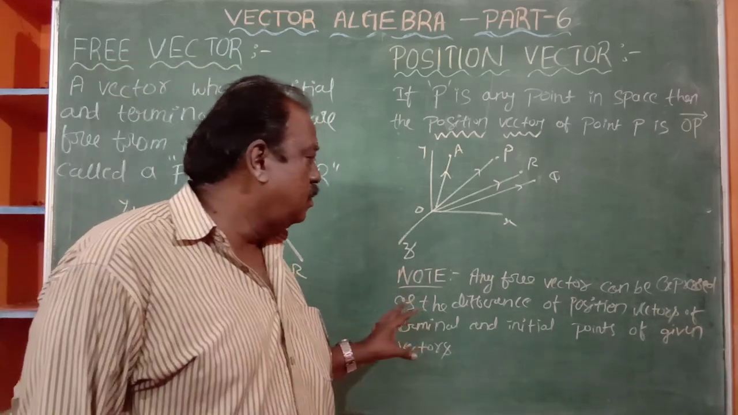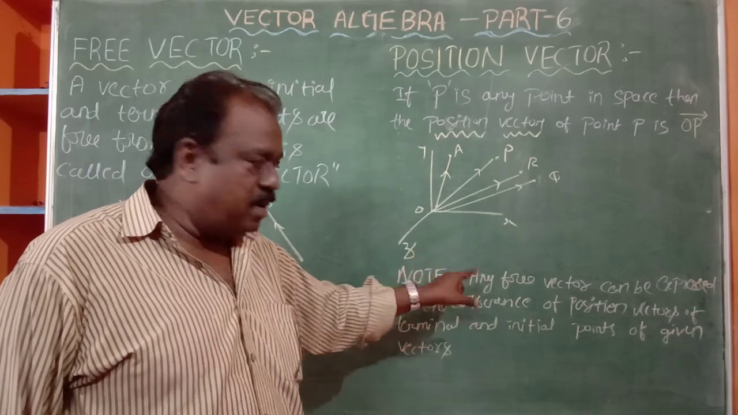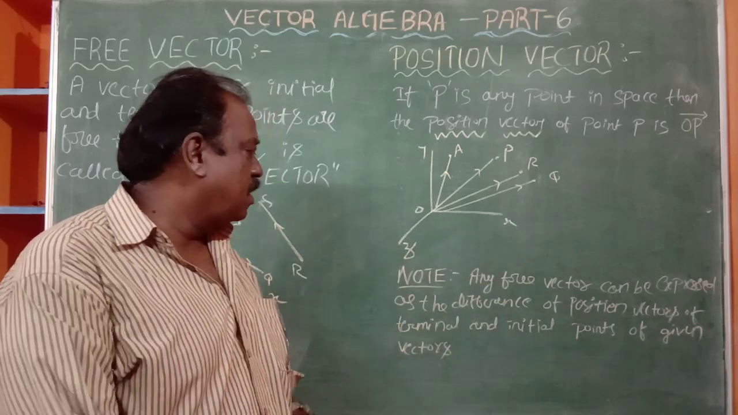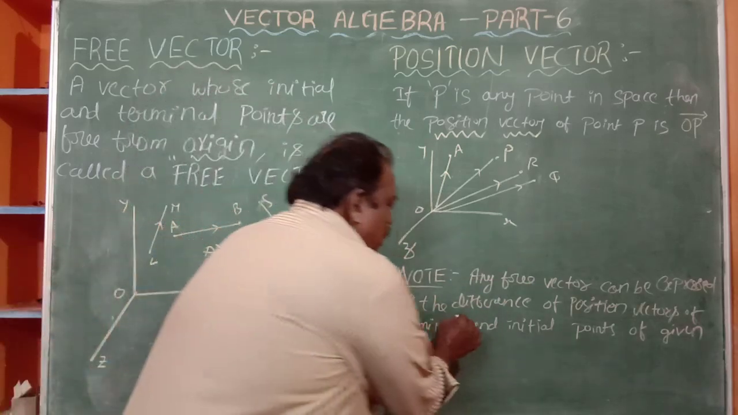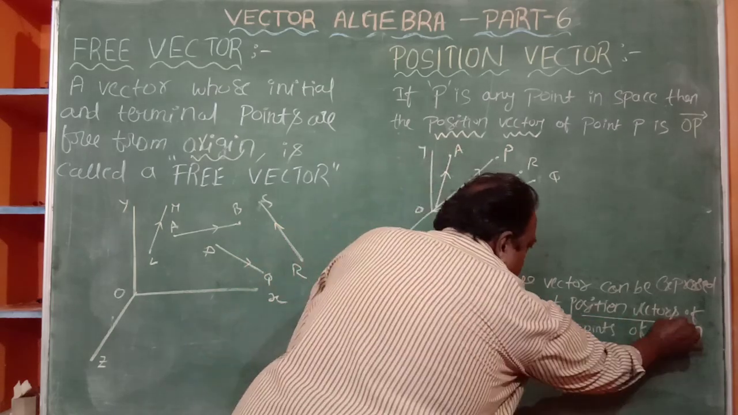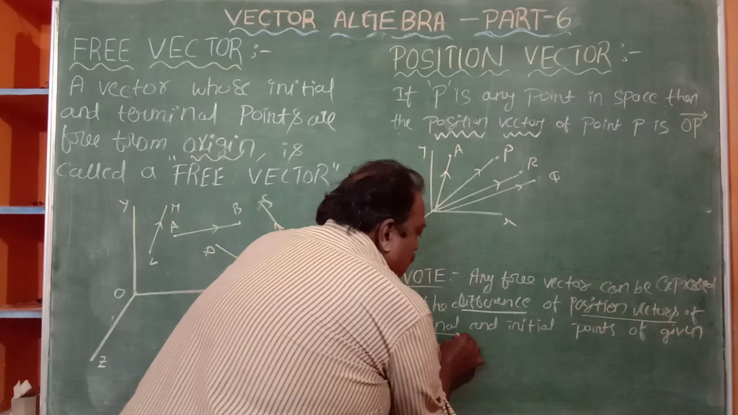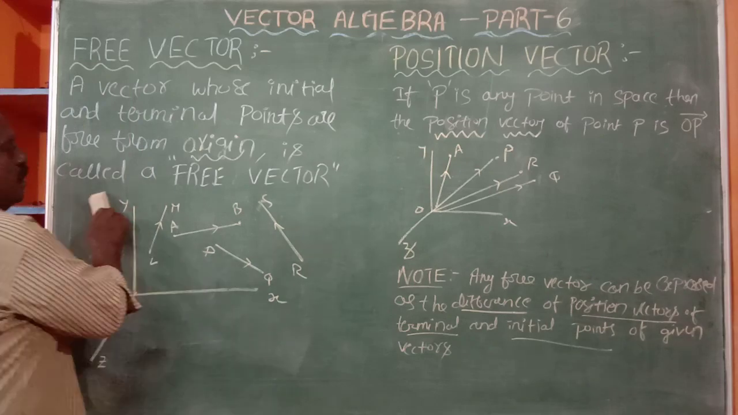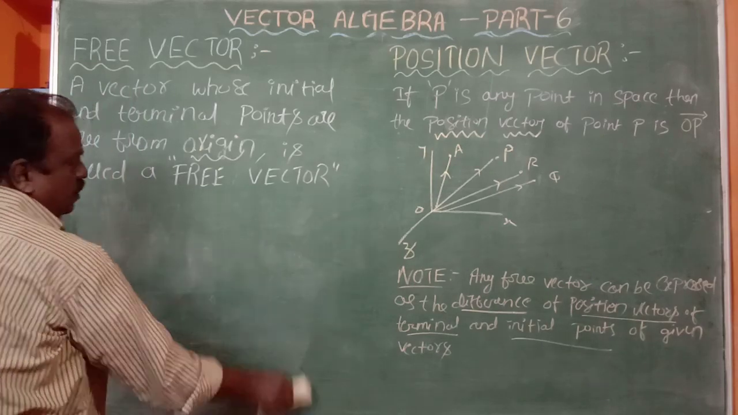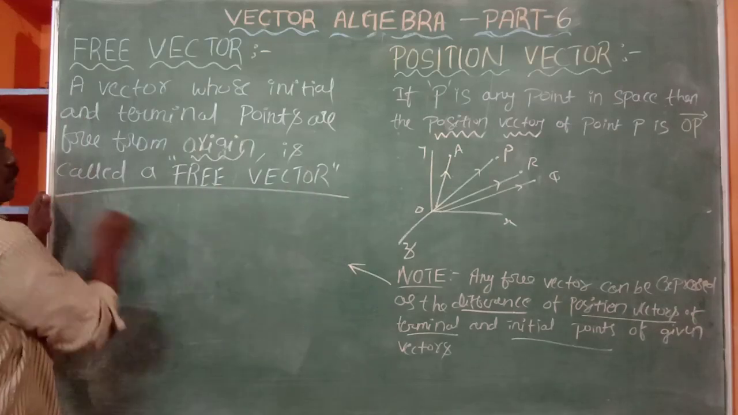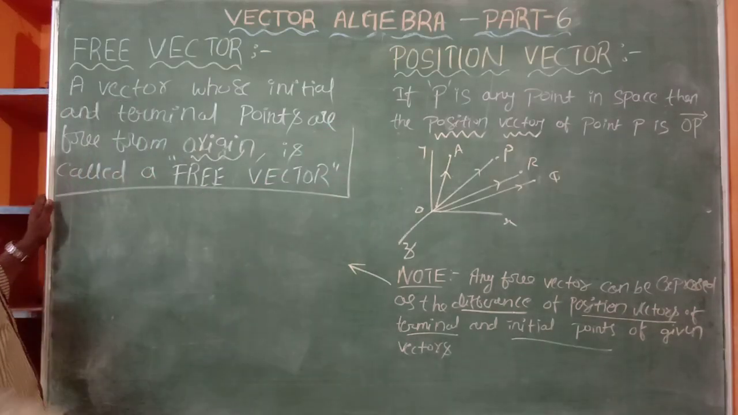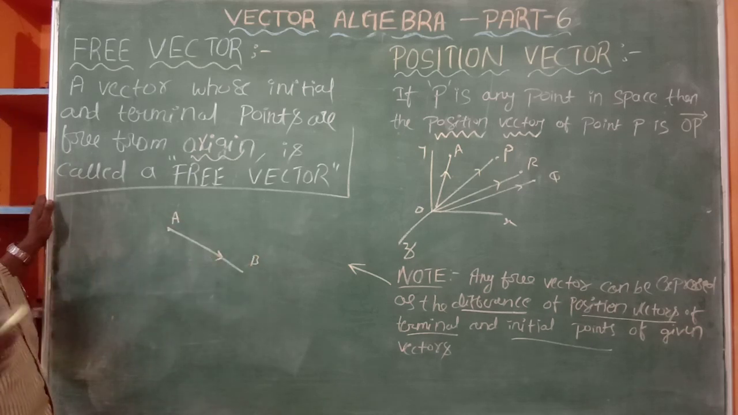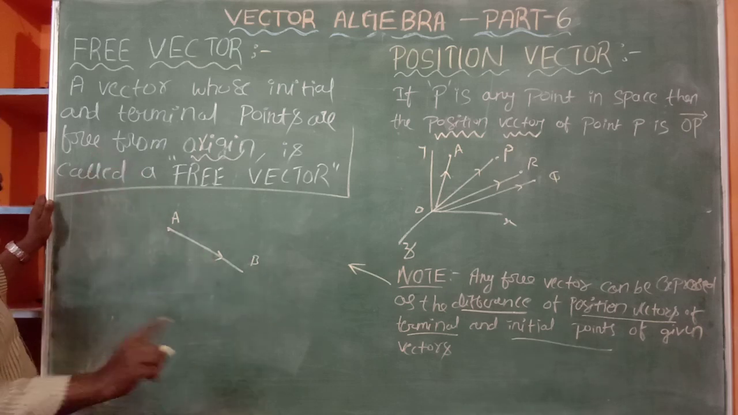This is a note. Any free vector, observe here, can be expressed as the difference of the position vectors of the terminal and initial points of the given vector. I will tell it clearly. This is about the note. Suppose AB is a free vector. Any free vector, just you assume AB is a free vector.